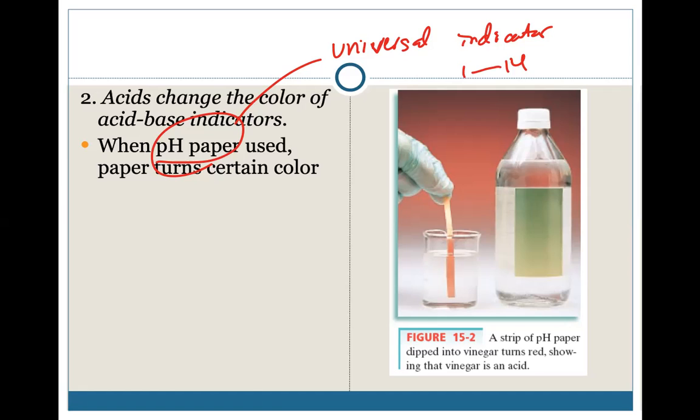Because different indicators turn color at different pH intervals. We'll learn about that as well. But yeah, universal indicator is for the whole pH scale.